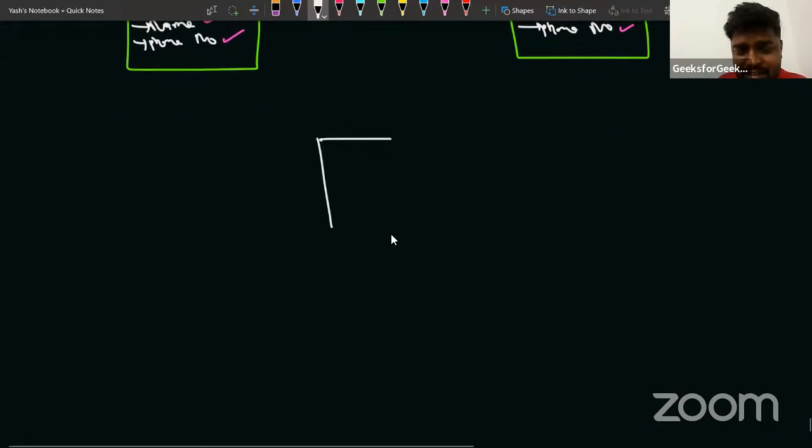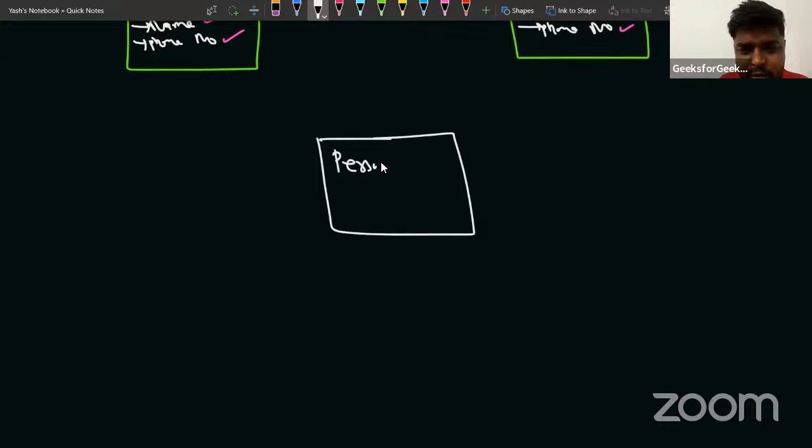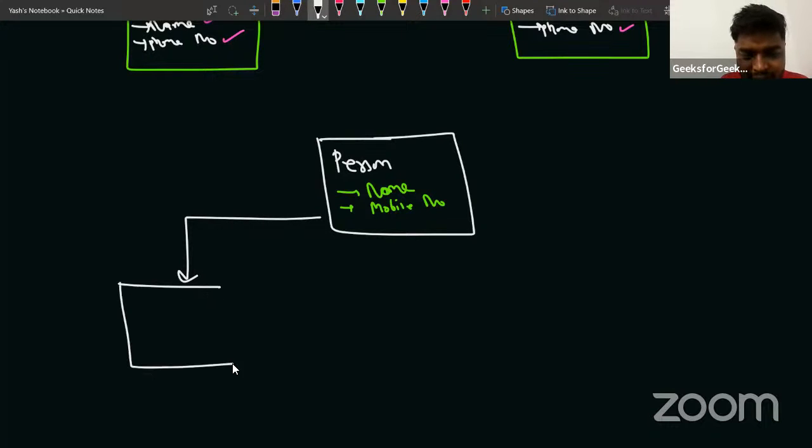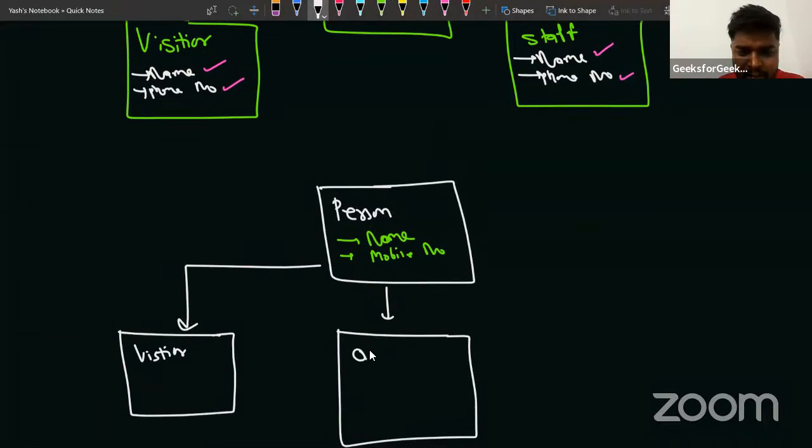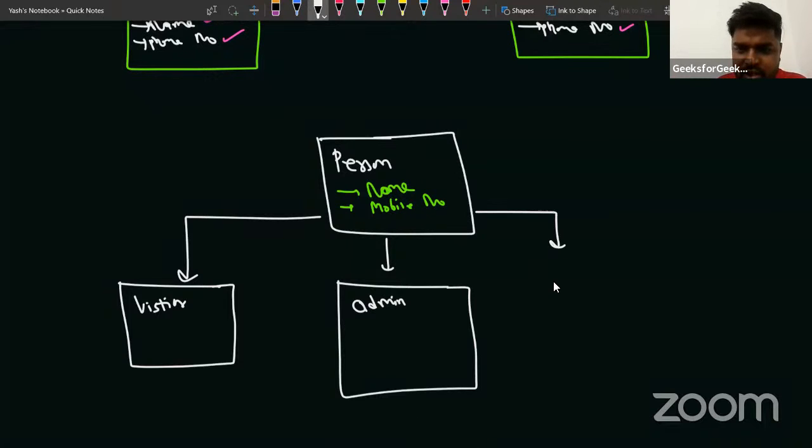In this case, we can make a person class first of all. In this person class, I can say that every person will have a name and a mobile number. Then from this parent class, that is person class, I can make a visitor class. Visitor class will keep track of the visitors that are there. After visitor class, I can have an admin class, where I will have one, two, or three admins, depending on the requirement. Then I will have the staff that is there in the parking lot.